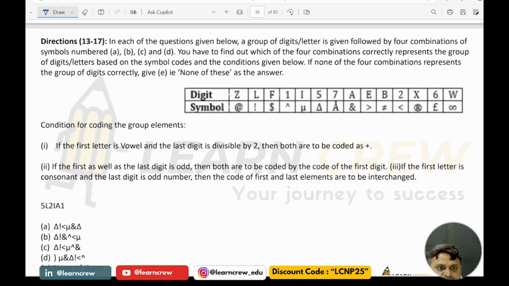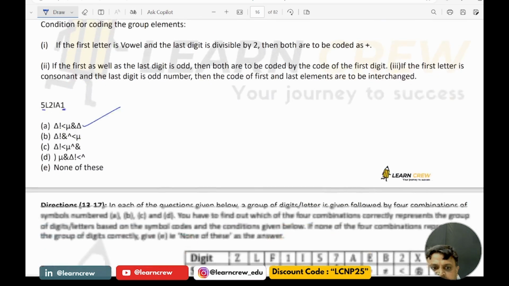Now 15th question. 542IA1. So here if the first letter is a vowel, what is the condition here? No. If the first as well as the last digit is odd, first is 5, last is 1. So both are odd. If both are odd, both are to be coded by the code of the first digit. First digit is 5. 5 code is this delta symbol. So both have to be delta. Both delta are there here. So it is the answer. Next.